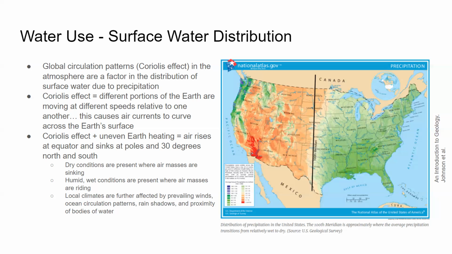And then local climates, like I said, are further affected by prevailing winds, ocean circulation patterns, rain shadows, as well as their proximity to bodies of water. Where we are in Michigan, you always hear about lake effect snow. That's because Lake Michigan moderates the type of precipitation we get.